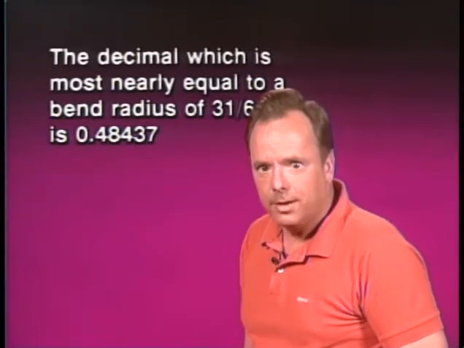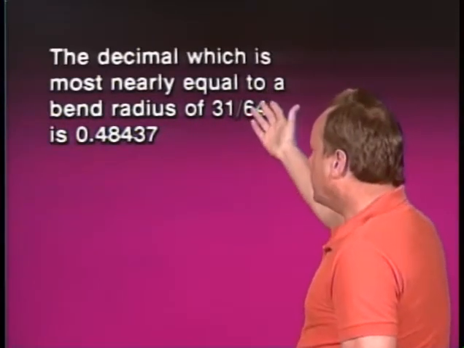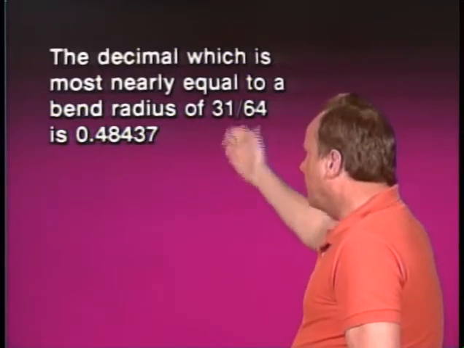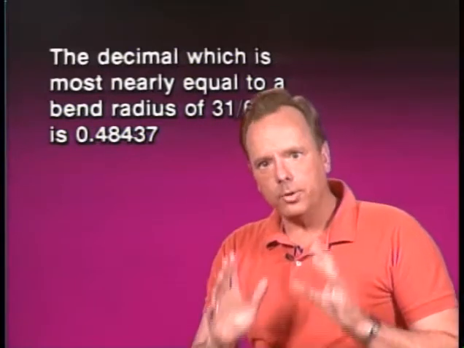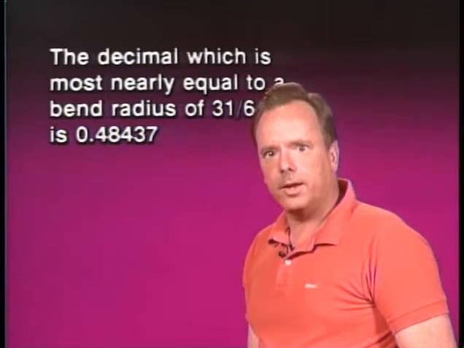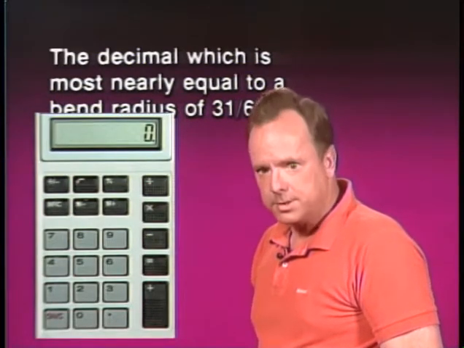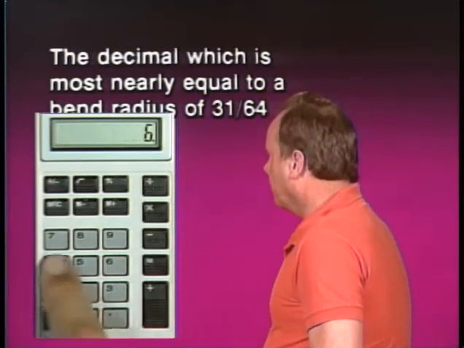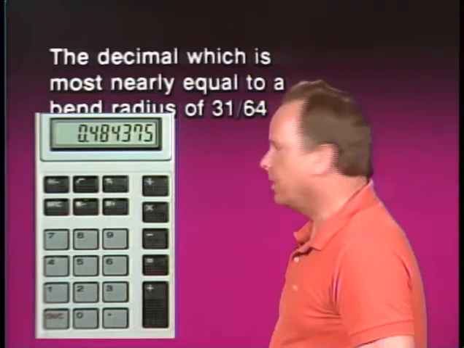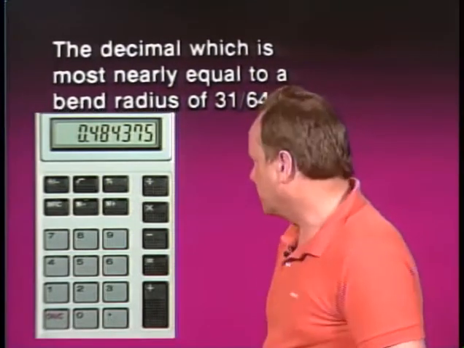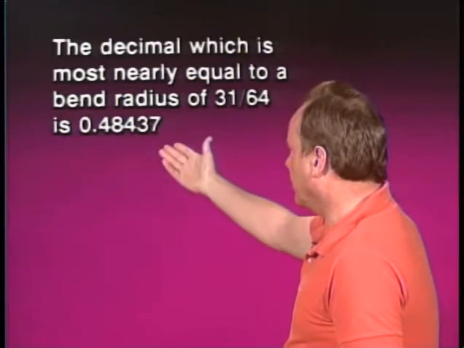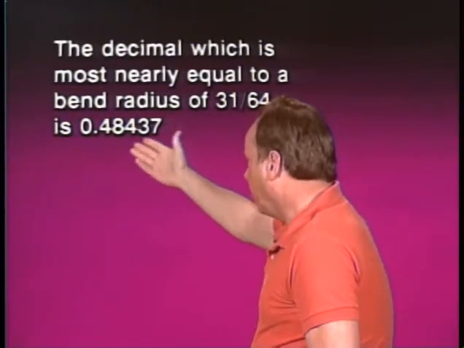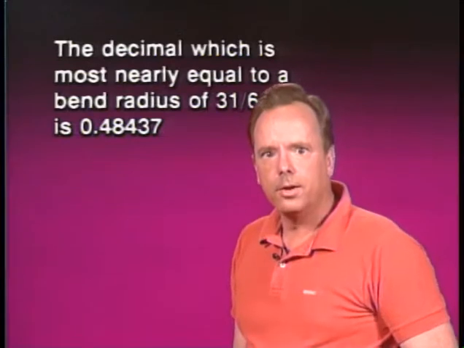All right, now let's talk about something simple, very similar, converting fractions to decimals. First of all, the decimal which is most nearly equal to a bend radius of 31/64 is what? All you have to do to solve this problem is take your electronic calculator and divide 31 by 64. So punch in 31, divide by 64, and you find out the decimal is 0.48437. So let's take a look at that answer up there, and we got it right.